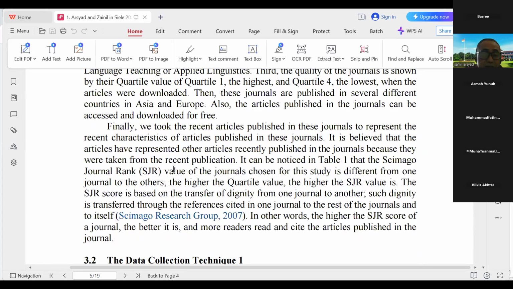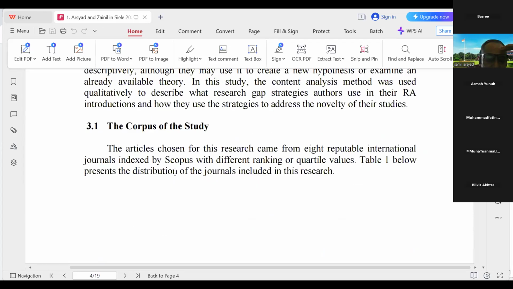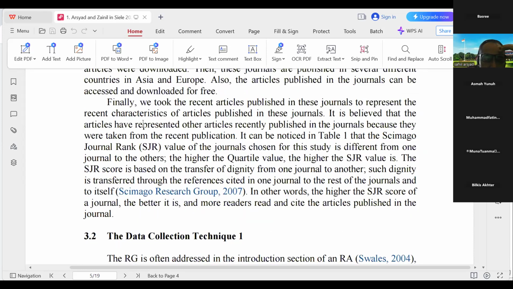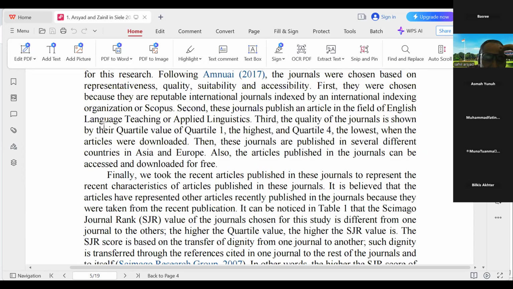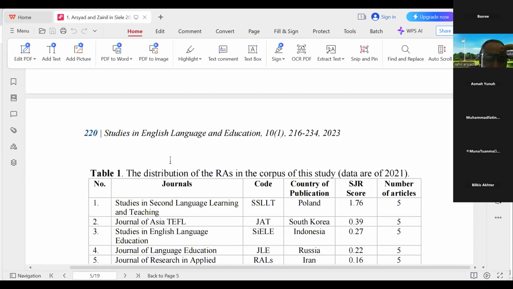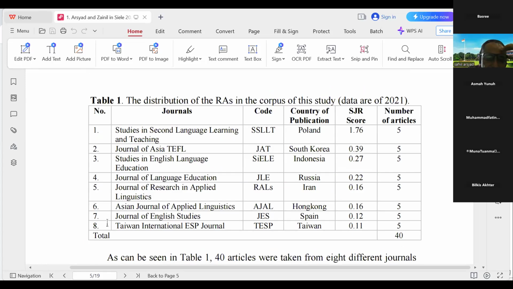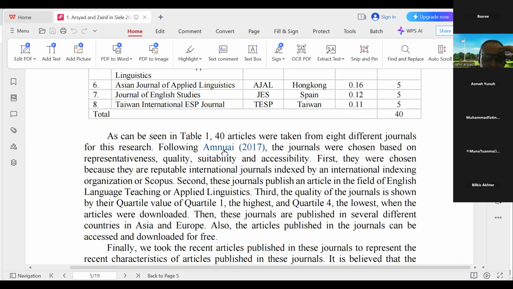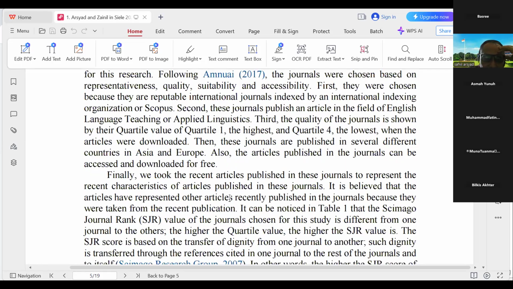Look at the reason for choosing. Here I write it. Not why I used the corpus of the study, but why I chose these 8 journals for samples of the study. Now I explain it here, by following Amnuai. Yeah, this is the justification.